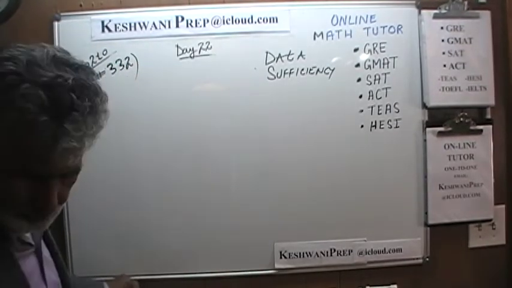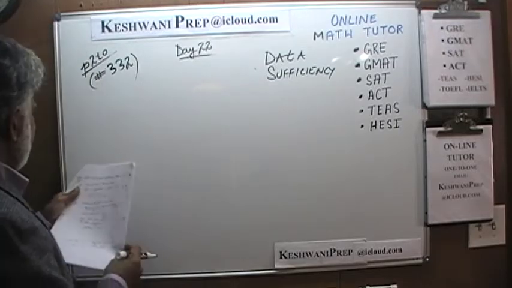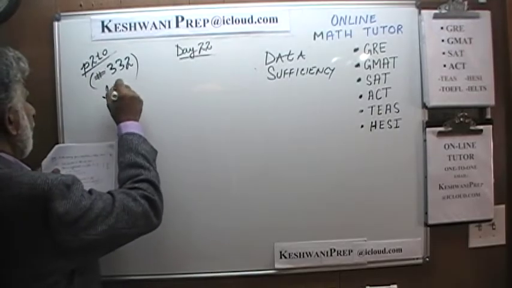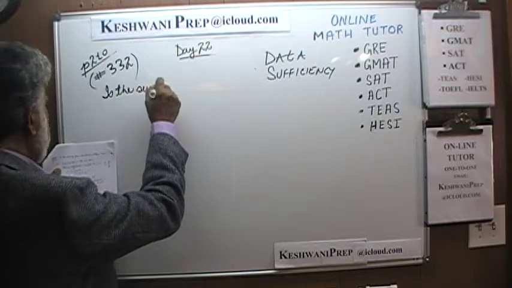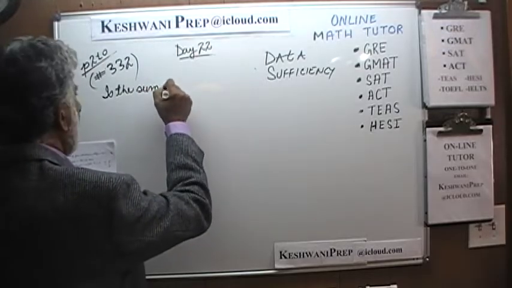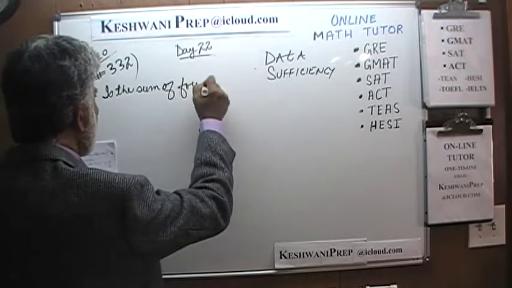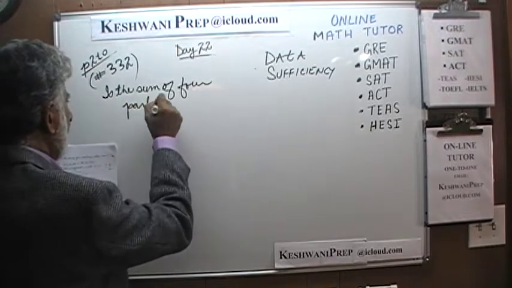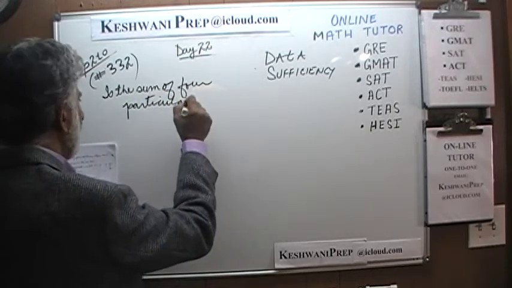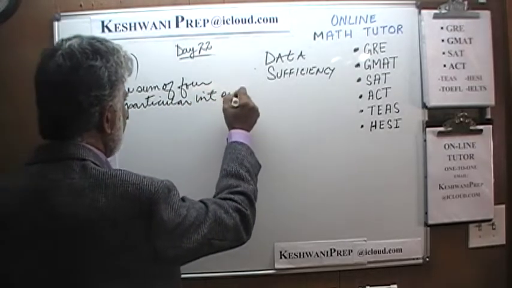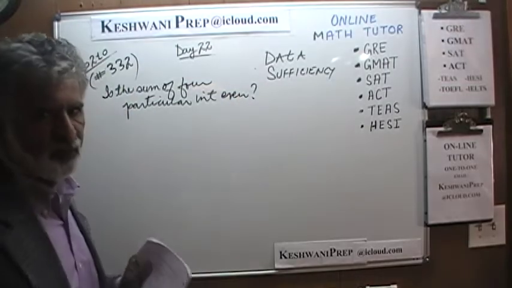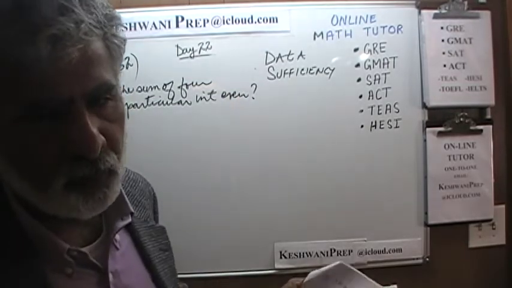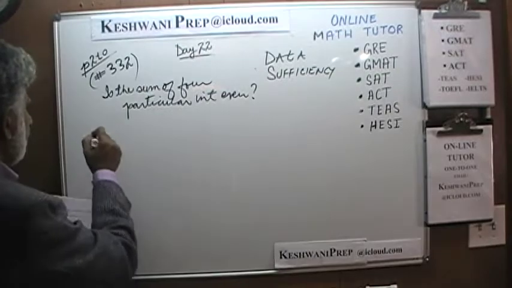It says the sum of four particular integers is even. At this point, we know nothing about those four integers as to what they are. Let's see what they tell us.